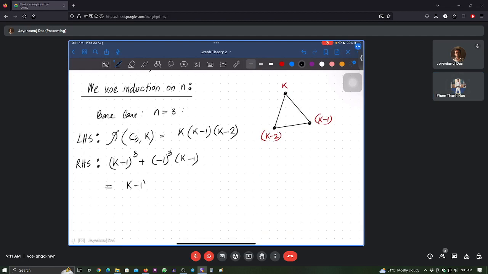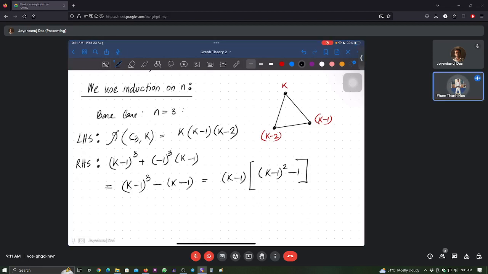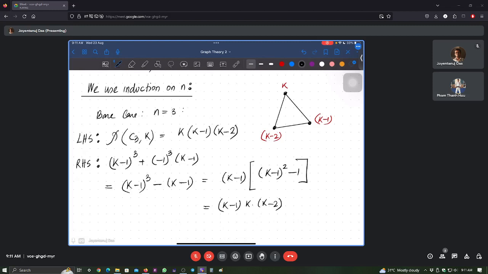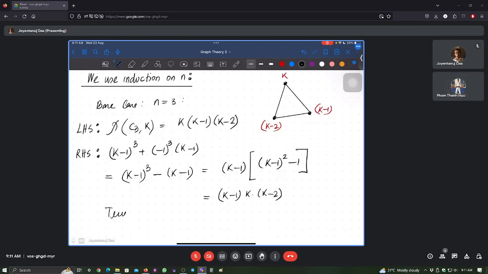So we can take k minus 1 common, and it should be matching. So how much are we getting? It is k into k minus 2. So this is matching, right? True for n equals 3. Now suppose we assume that it is true for n minus 1, and then we prove for n.